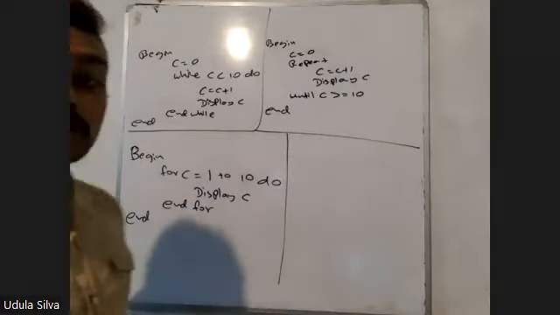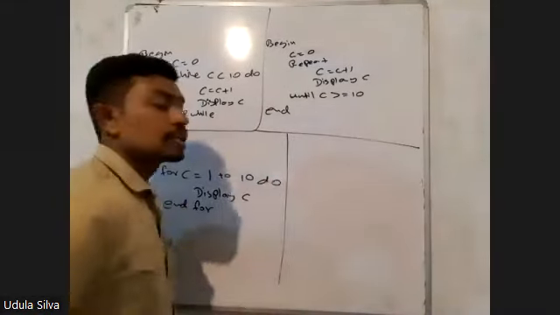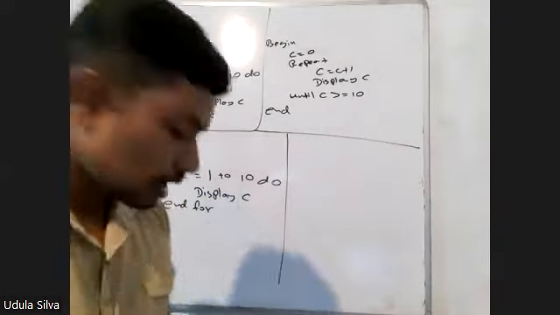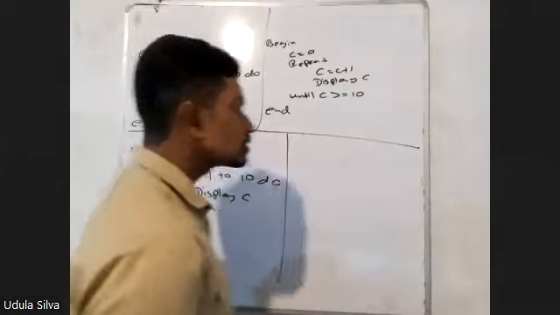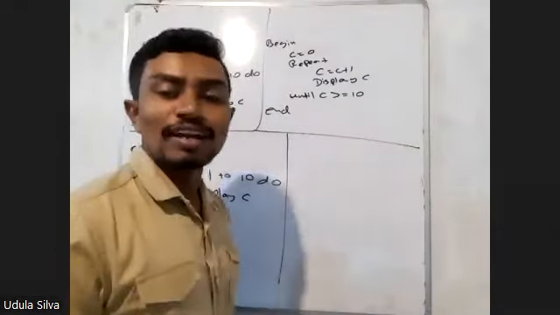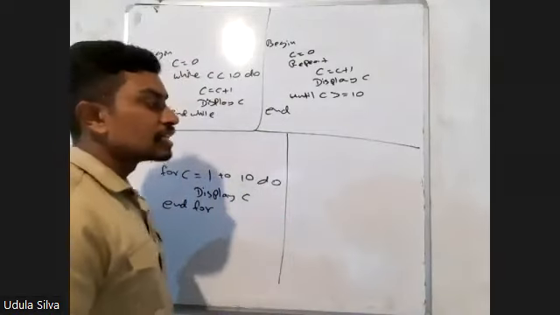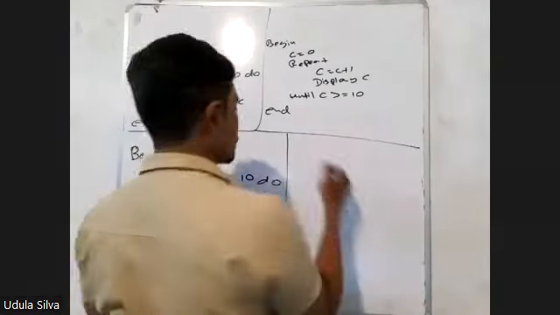Now, if we use the down to, because C is now going from 10 to 1, but we want to display 1 to 10. If you want to display 1 to 10, then you have to use a separate variable. Another.